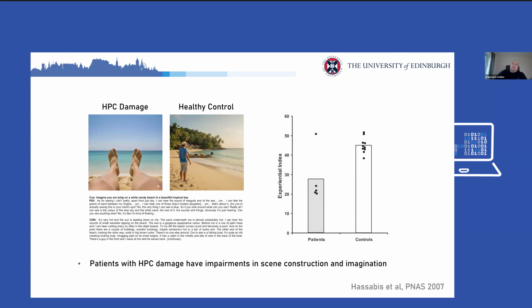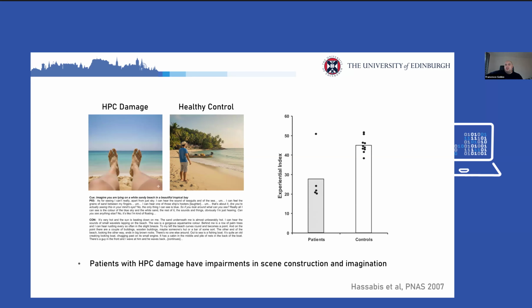So from a theoretical point of view, one possible solution has to do with the role of the hippocampus as possibly being used as a way of constructing possible hypothetical scenarios. And this resonates with data from human patients that suffered hippocampal damage. This is the work that Eleanor Maguire really pioneered.